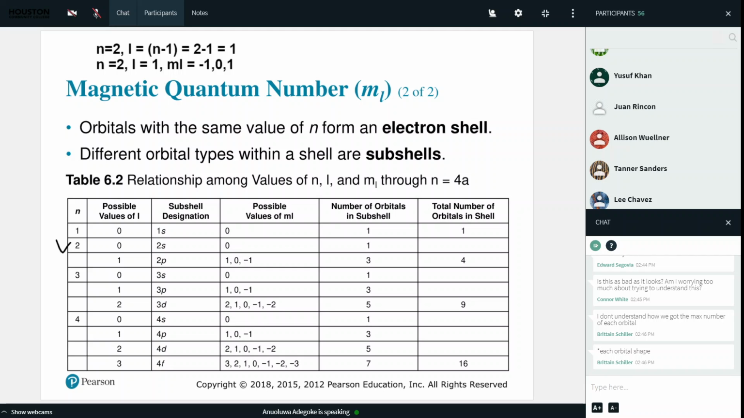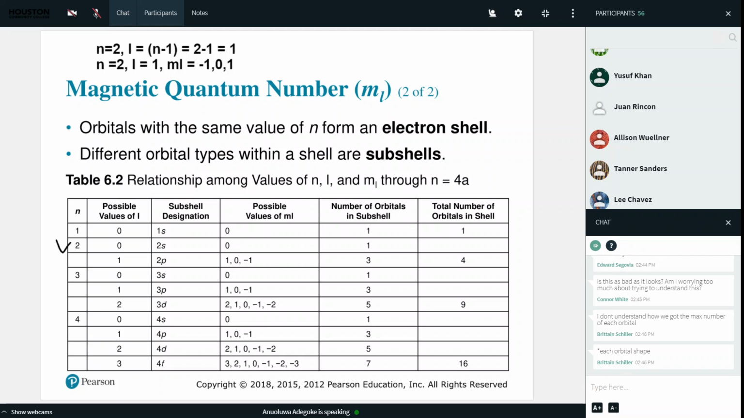Let me start from this 2 here. If the principal quantum number is 2, that means the energy level is 2. On energy level 2, we have two orbitals, the s orbital and the p orbital. Within the s orbital, the value of ml is 0, because s corresponds to 0. The value of ml for p is 1, 0, minus 1, because p has 3 orientations that we're going to get to. So the total number of orbitals in the shell for 2 is 4, because 1 plus 3 is 4.